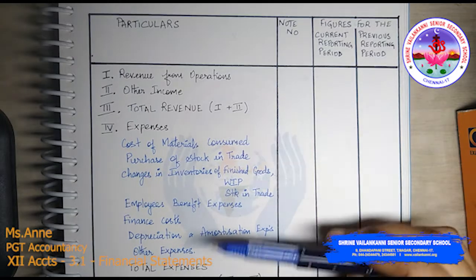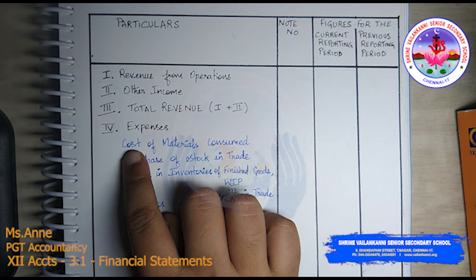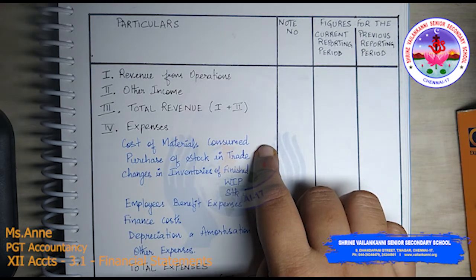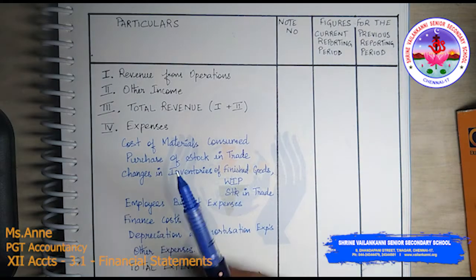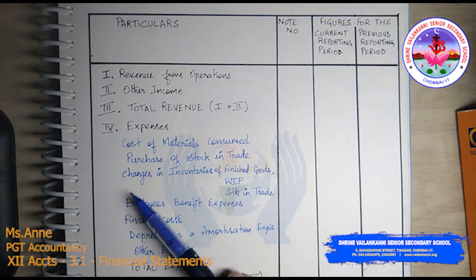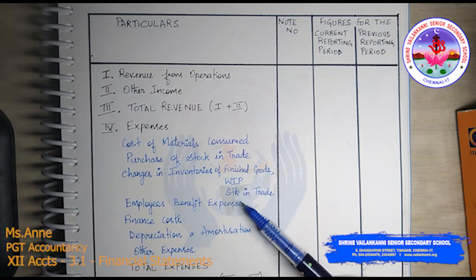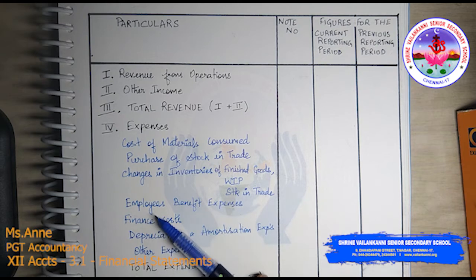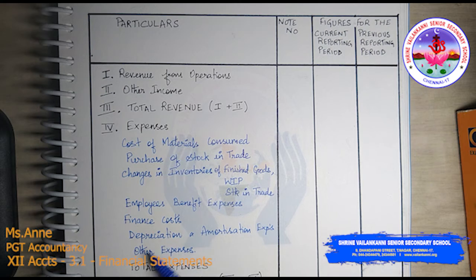One more time I am going to go through this. Expenses means cost. Cost of material consumed, first item. Next, purchases of stock in trade, changes in inventory of finished goods, work in progress, stock in trade. Then employee benefit expenses, finance cost, depreciation and amortization expenses, other expenses.